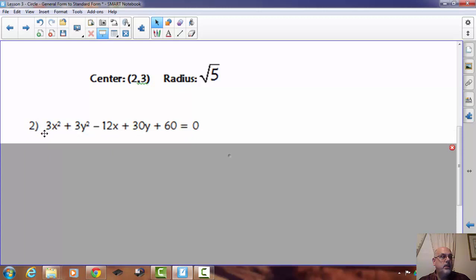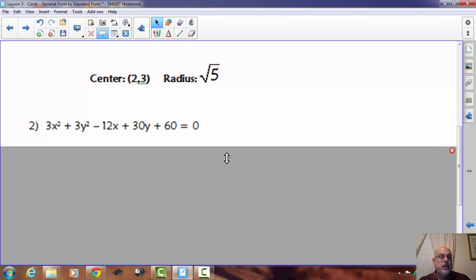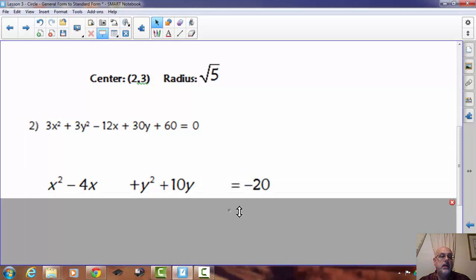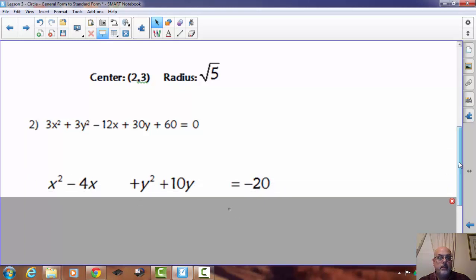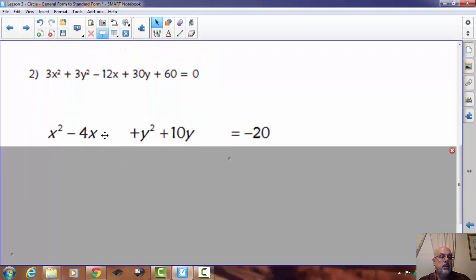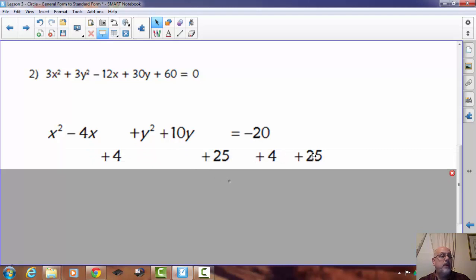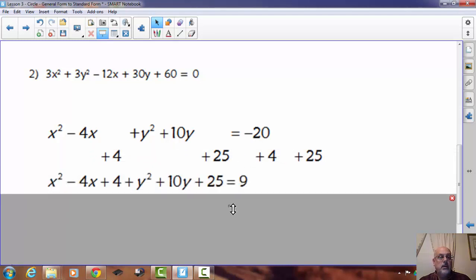Let's take a look at the next one. Now this equation, you need to divide everything by 3. When I divided by 3, grouped them, and then moved 60 divided by 3, which is 20, to the other side, I came out with this. So we complete the square. We're going to add 4 here, add 25 there, and add 4 and 25 on the right side as well. Combine all the terms and put them in the right order: x squared minus 4x plus 4 plus y squared plus 10y plus 25 equals 9. Combine all that on the right side, you get 9.